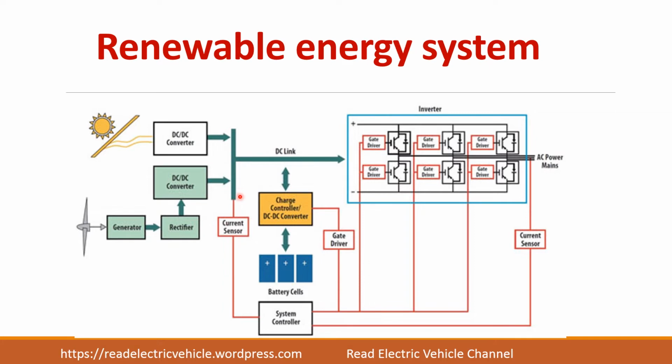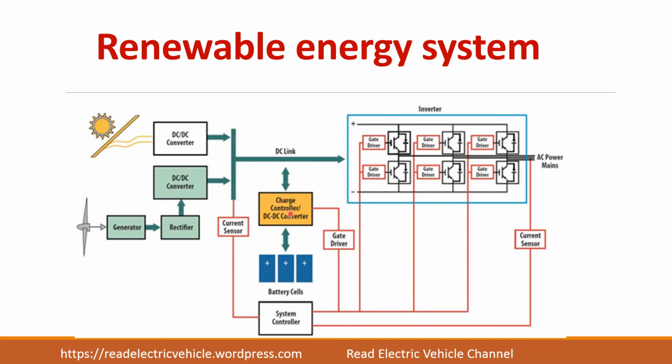Because in renewable energy system, this DC link voltage is normally maintained constant. So the function of DC-DC converter here is to maintain this DC link voltage. So irrespective of the changes in the input voltage, it will maintain the output voltage constant.